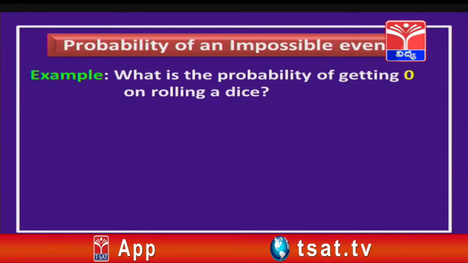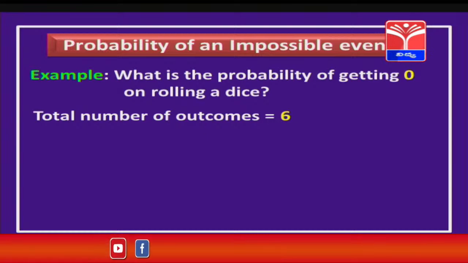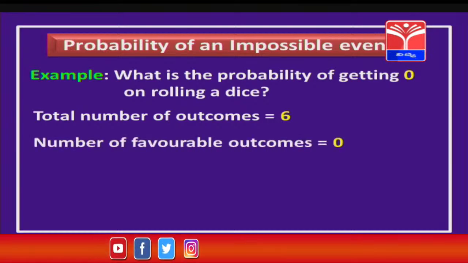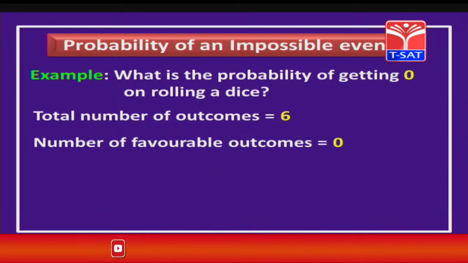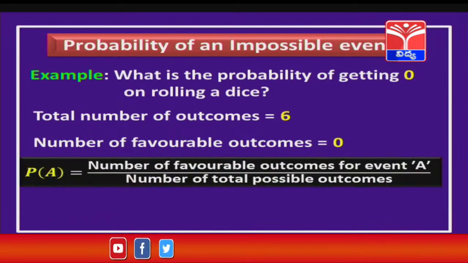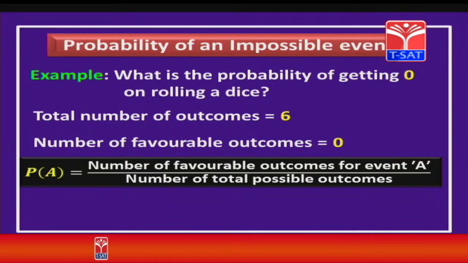Now, let us see probability of an impossible event. So, what is the probability of getting 0 on rolling a dice? Total number of outcomes, you have seen it as 6, children, and what is my favorable outcome, children, here? 0. But when a die is rolled, do you get 0, children? No, you get either 1 or 2 or 3 or 4 or 5 or 6, but you will never get 0. That means, probability of getting 0 is equal to number of favorable outcomes for event, that is getting 0, divided by the total possible outcomes, that is 0 by 6.